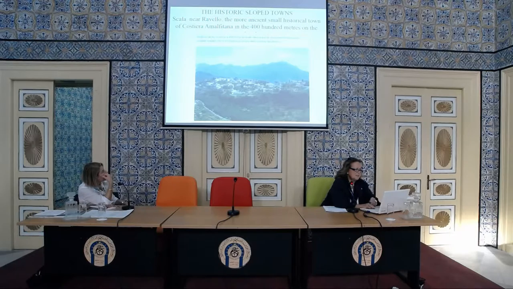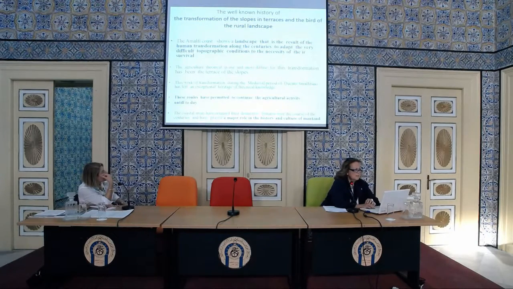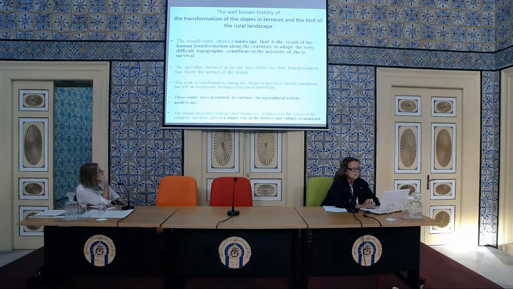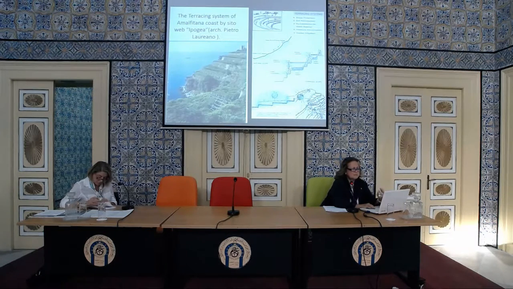Scala, near Ravello, is the more ancient small historical town of Costiera Amalfitana, at 400 meters above sea level. I will show the history of the transformation of the sloping terrace and the bed of the rural landscape. The rules have permitted the continuation of agricultural activity until today. This is the characteristic of this. And this is what I mean when I say the terrace. The terrace is a manner to preserve and to give the possibility to have agriculture on this coast.